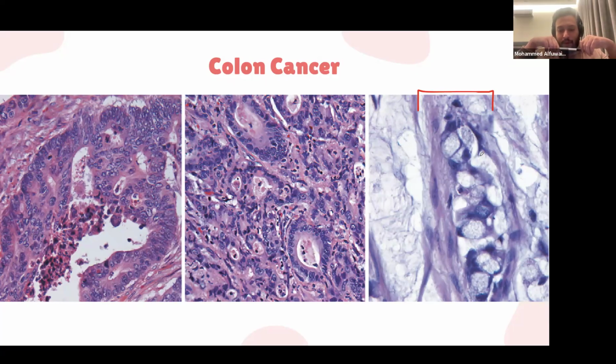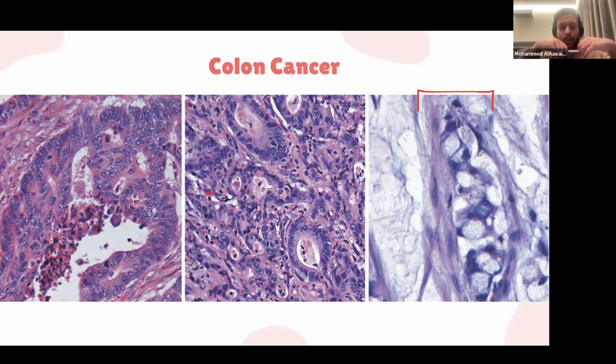Know the shapes of the polyps and what they look like, especially for juvenile. It's very characteristic. Not all of them will have that cystic feature. And then know hyperplastic versus sessile serrated polyp.